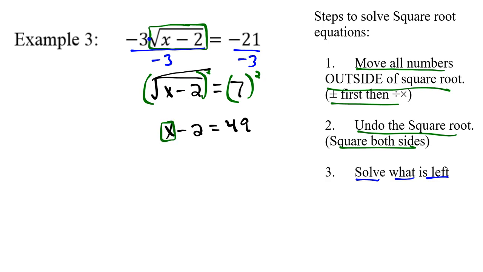First off, we've got to move this negative 2 over by adding it. And I believe that's all we have to do here, because now we have x by itself is equal to 51. Awesome possum. Here we go. Keep trucking along.